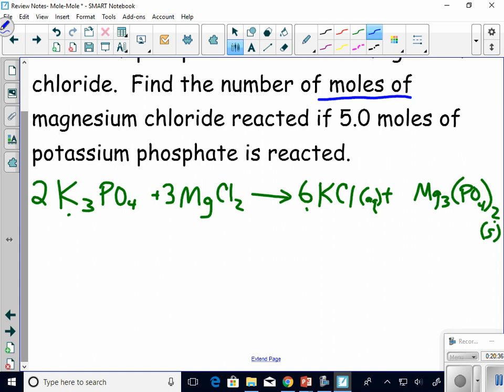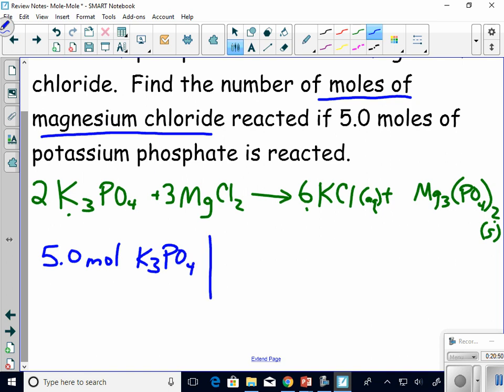Find moles of magnesium chloride. So I have 5.0 moles of potassium phosphate. I put my conversion box. I'm trying to find moles of magnesium chloride. Well, I know that 3 moles of magnesium chloride has a molar ratio with potassium phosphate of 2.